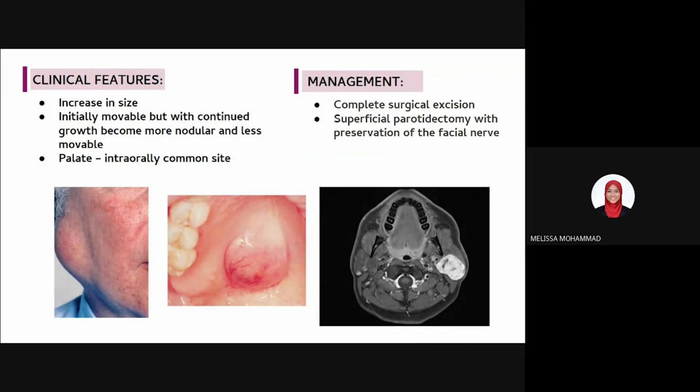The clinical features, the tumors can increase in size, initially movable, but continue with growth it becomes more nodular and less movable. It mainly occurs at the palate for the intraoral site. So for the management, one of the management is complete surgical excision and superficial parotidectomy with preservation of the facial nerve.